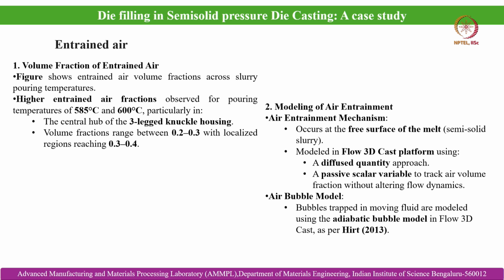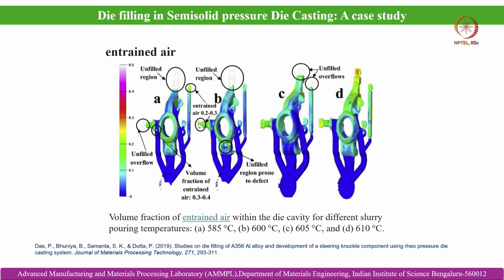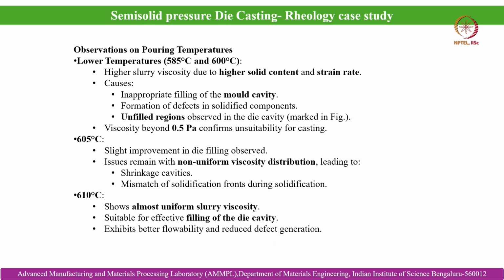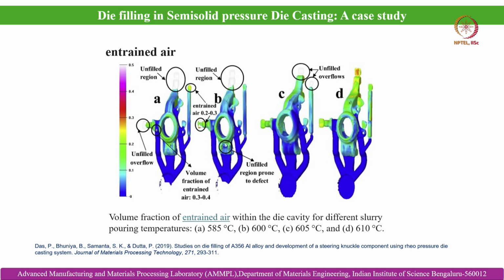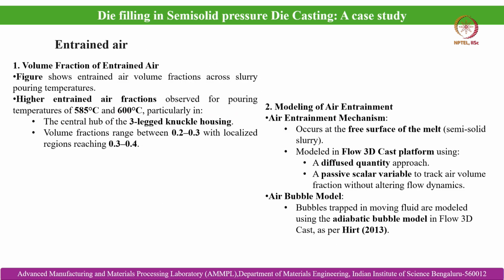So that's why it is very important to study these attributes. Entrained air, number 1, is the volume fraction of entrained air. This is the contour which is shown, where similar to the pouring temperature and solid fraction distribution, we can see that in case of 585 degree centigrade, there are significant unfilled regions where the volume fraction of entrained air is between 0.3 to 0.4, and there are unfilled regions as well in case of 600 degree centigrade. So this is 585 degree centigrade and this is 600 degree centigrade.